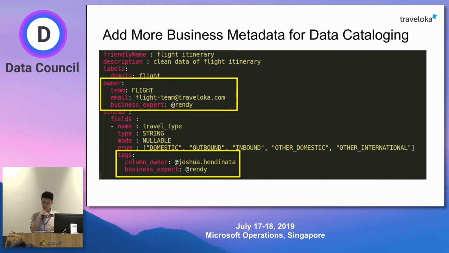So we have some future plans that we think are going to be beneficial for our business side. First is to add more business metadata for data cataloging. If you see in the slides, this will be really beneficial if we know who are the business experts for that table. And for each column, we can also tag who is the column owner and the business expert.